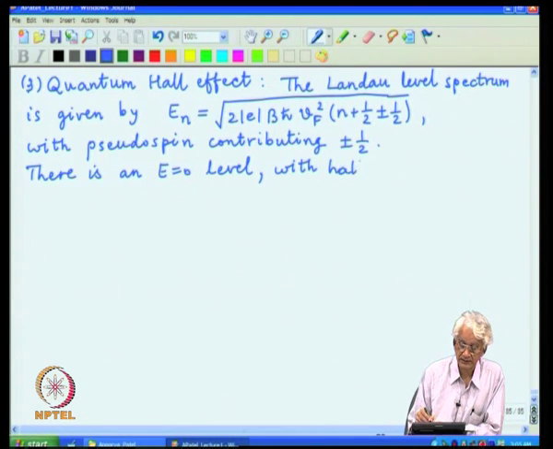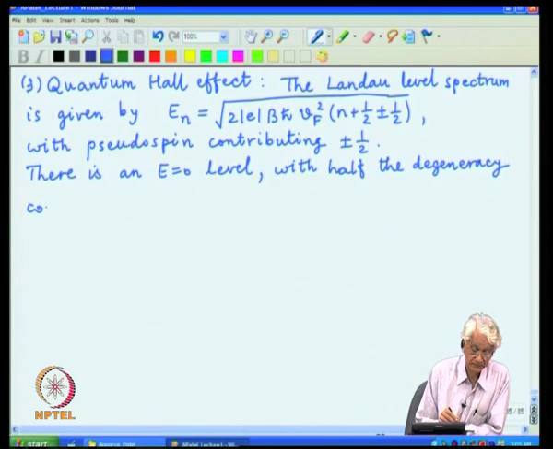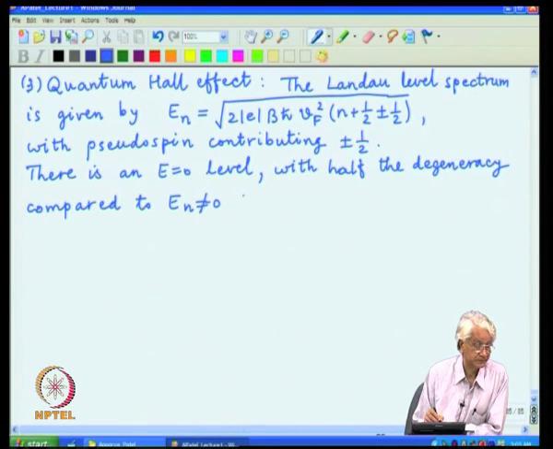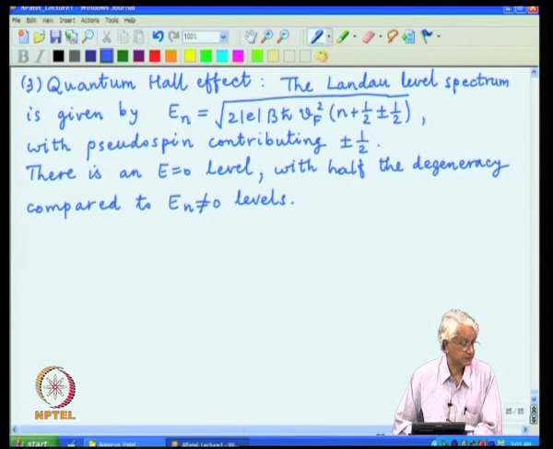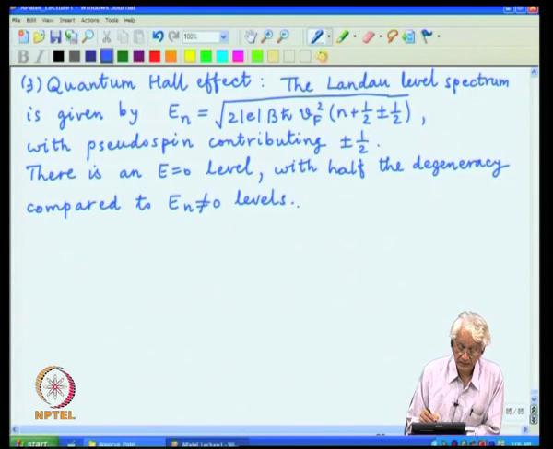And for that reason, the degeneracy of the E equal to 0 level is half that of the degeneracy of non-zero energy levels, and that gives rise to a filling system where one starts with half integers instead of integers.